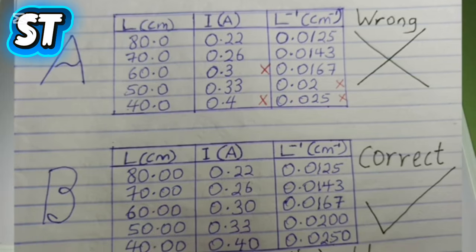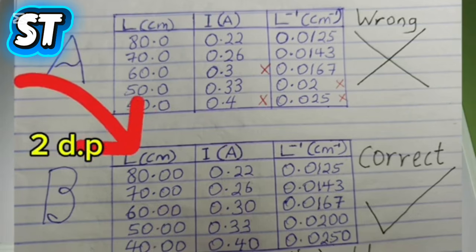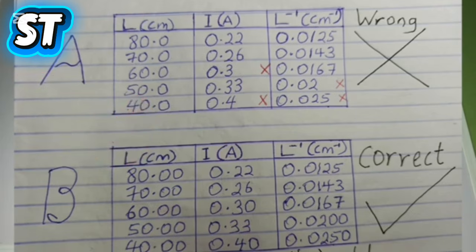Number 1, look at the first column, which is the L in centimeter. You will see that we have 80.0, 70.0, 60.0, 50.0, 40.0. Now, let this be in 2 decimal places, not 1 decimal. Look at the correct fashion down there, which is the table B. You will see that L in centimeter, it has 80.00, 70.00, 60.00, and so forth.